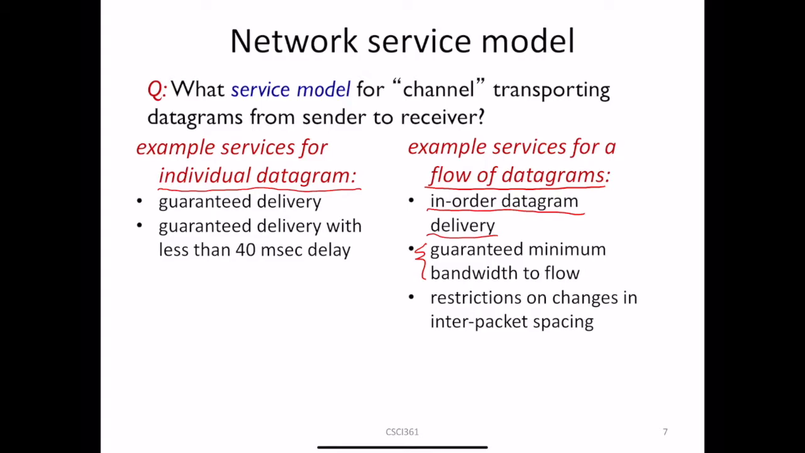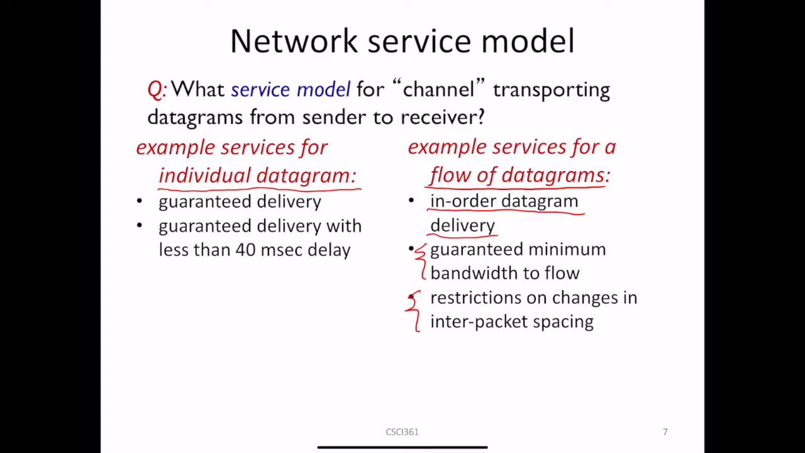Another one is a restriction on changes in interpacket spacing. This means the granularity, or the time interval, between each two packets sent out from the sending side should be equal to the time interval received on the receiver side, or destination side.